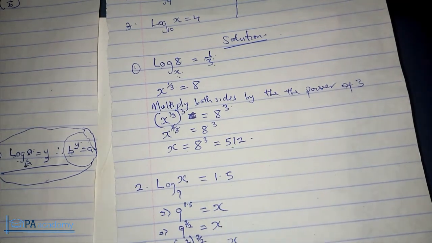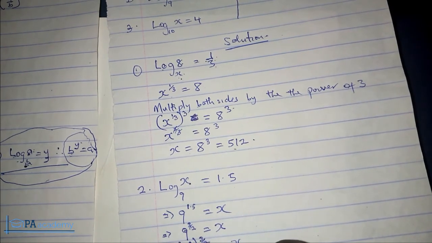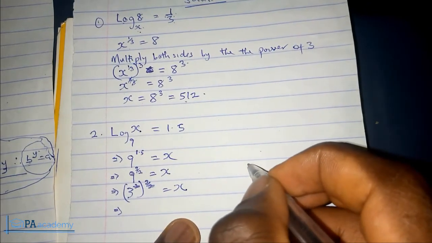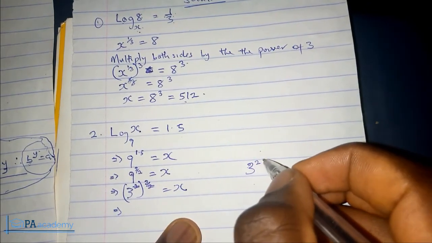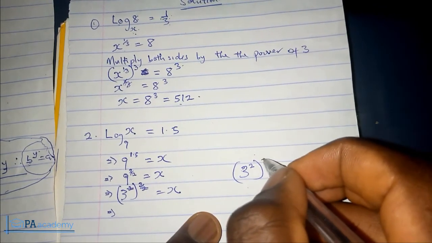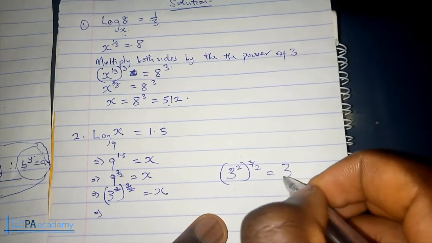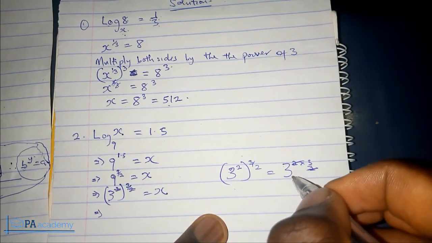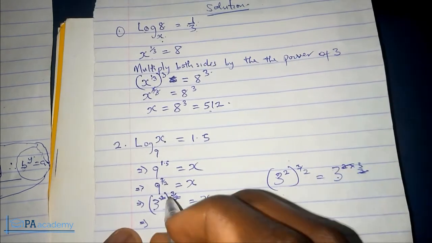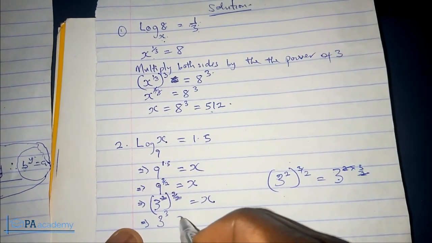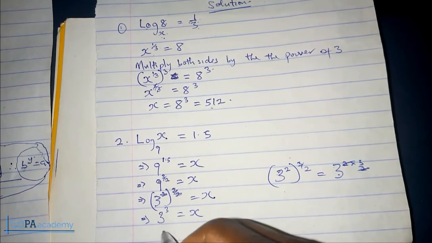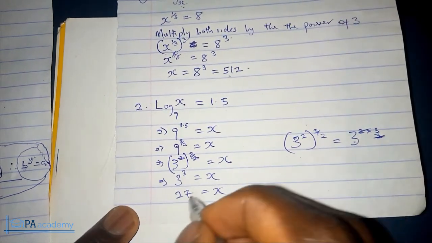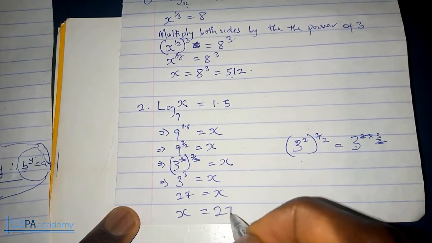So these two can cancel, because if we have 3 raised power 2 raised power 3 over 2, that means we are having 3 raised power 2 times 3 over 2. So the 2 can cancel each other, leaving us with 3 raised power 3. So now we are left with 3 raised power 3 is equal to x. So that means 3 raised power 3 is 27, is equal to x. So the value of x is equal to 27.